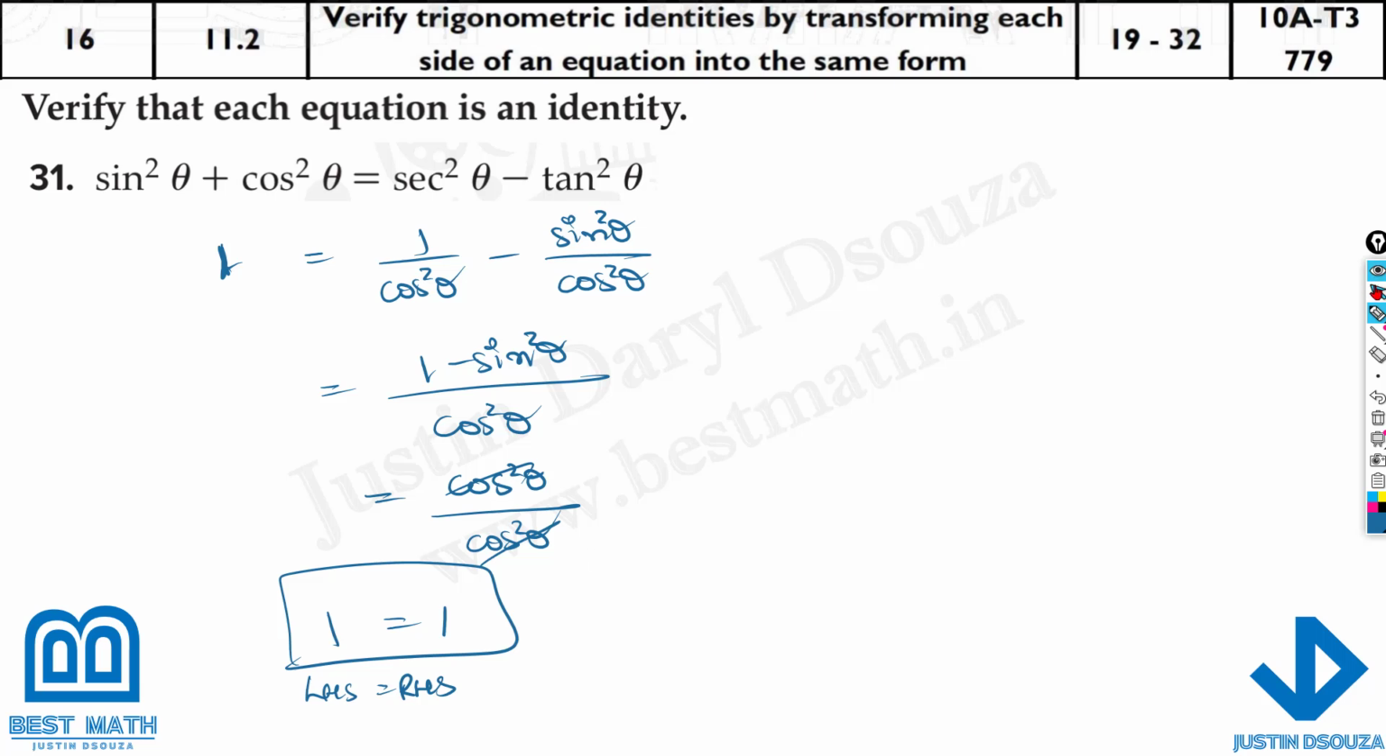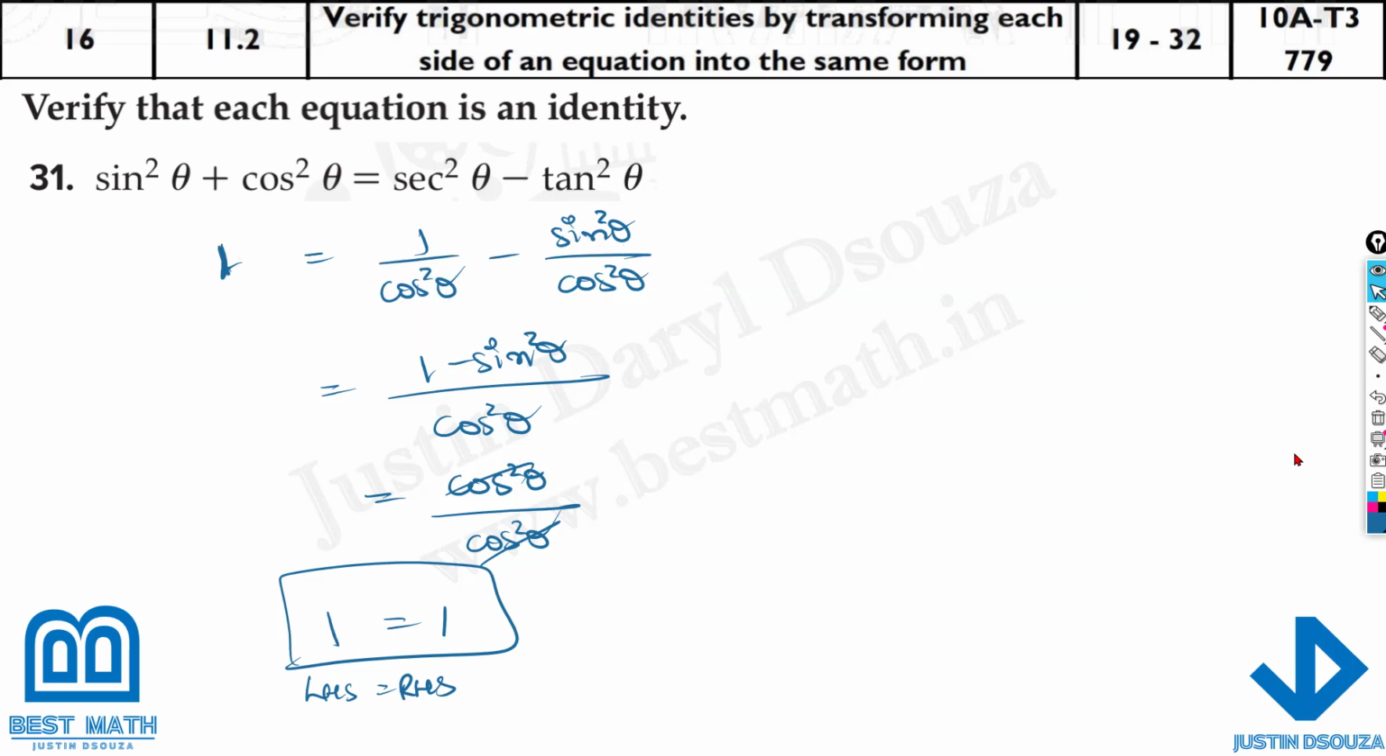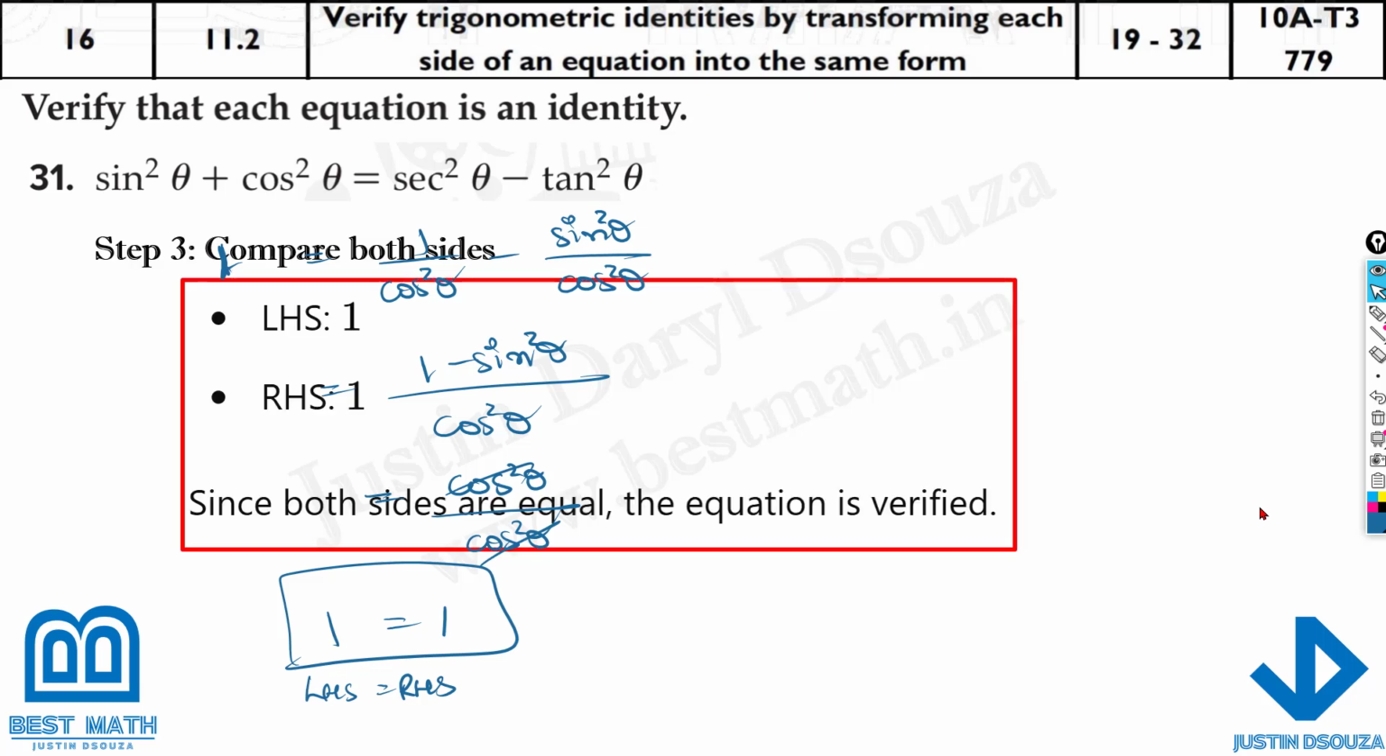So this is how we solve it. They're all pretty simple. Once you start solving a few, you'll get a hang of it and then you can easily solve them. And here you can see the left side and the right side, both will become 1. And yes, that's it. That's the answer.